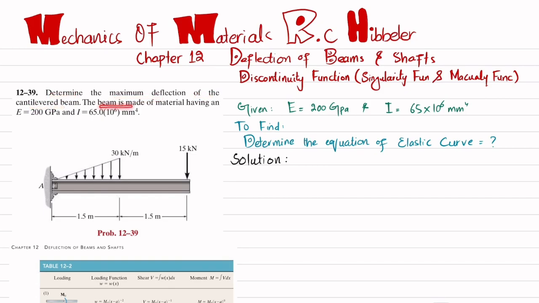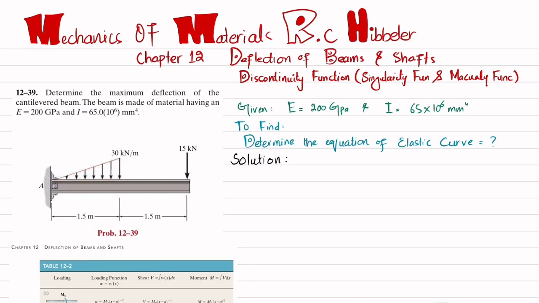The beam is made of material having E is 200 gigapascal and I is 65 into 10 to the power 6 millimeter power 4. You can see this is a cantilever beam that is fixed at point A, and at this end we have a 15 kilonewton load, and from point A till a length of 1.5 meter there is a uniformly increasing load, or triangular load, that is 30 kilonewton per meter.